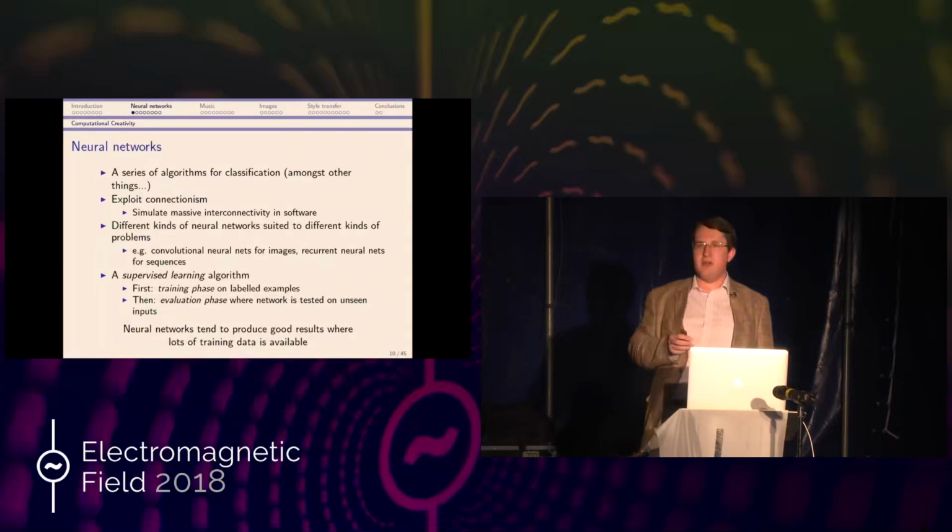Different kinds of neural networks are suited to different tasks. So we'll look at some simple neural network architectures, and then we'll extend them by adding some knowledge from application areas in order to make them more effective in those applications. Convolutional neural nets for image processing, recurrent neural nets for looking at sequences.